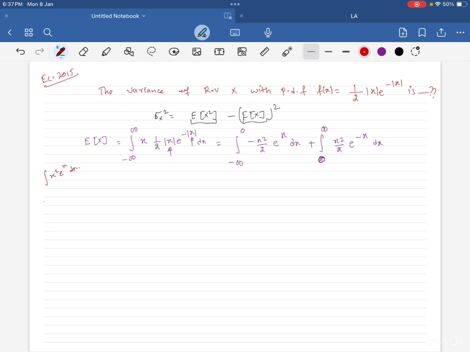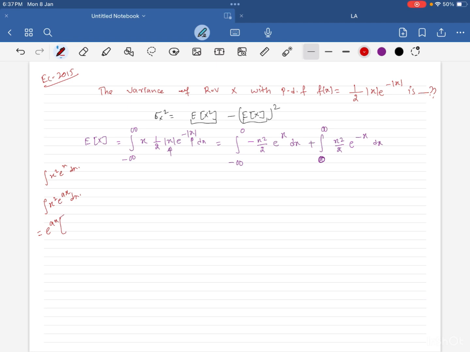So if you know this form, x square e to the power ax, right? This is a general form. You can do integration by parts, but that is going to take time. It's better to remember this. So for this general form, the integration is going to be e to the power ax.